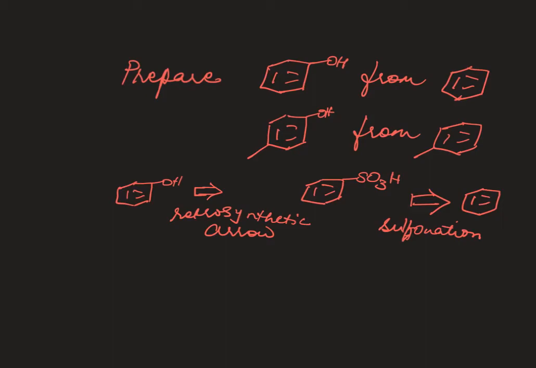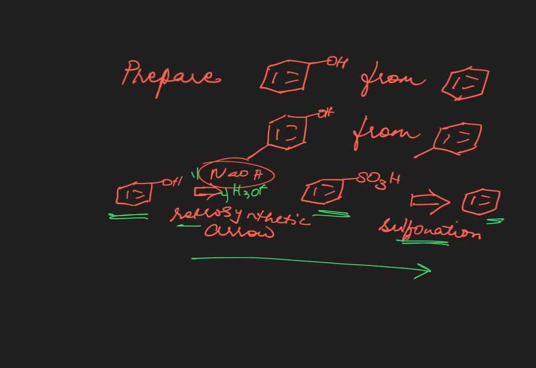So we know that using a base on benzene sulfonic acid gives us phenol. There is an H3O plus step involved in that as well. And we also know that using a sulfonation on the benzene, we can generate the benzene sulfonic acid. Notice I'm going backwards, right? That's why it's called retrosynthetic analysis. But if you have to come up with the synthesis, you will obviously go in a forward direction.